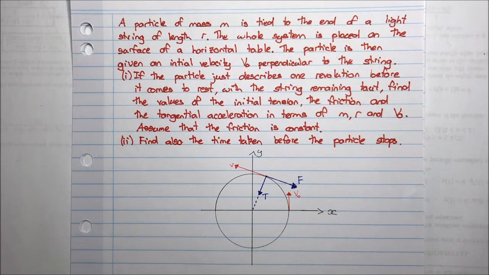A particle of mass m is tied to the end of a light string of length r. The whole system is placed on the surface of a horizontal table. The particle is then given an initial velocity v0 perpendicular to the string.